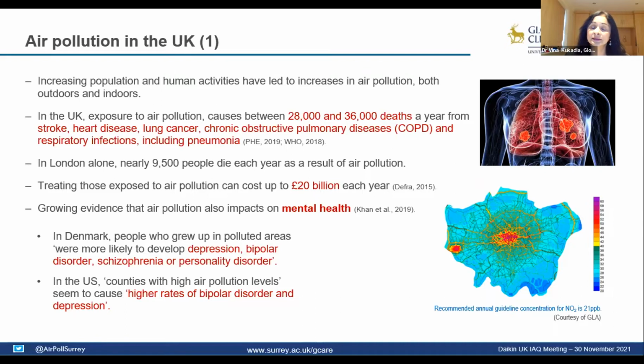But it's also costing the NHS over 20 billion pounds every year in health costs. But we've also got now growing evidence that it impacts on mental health, in particular depression, bipolar disorder, personality disorder, and those sort of things. And there are papers and references that you can go and read at the end.